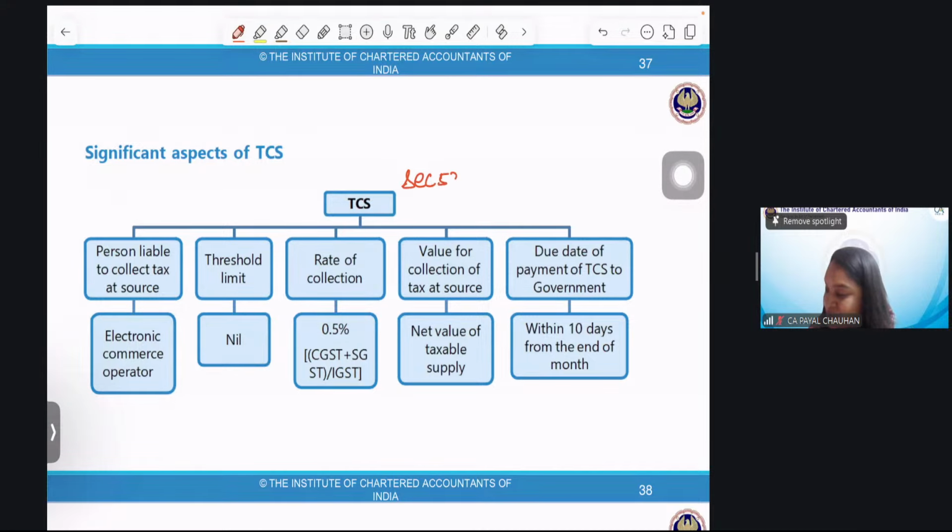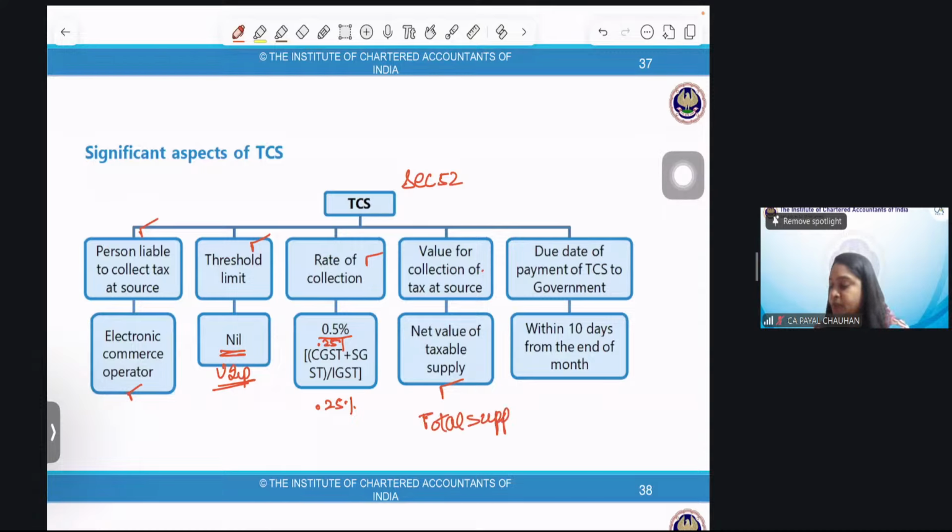Yes, section 52. Due dates are the same. Now, person liable to collect tax at source: the electronic commerce operator. Threshold limit, very important. I told you also, there is no threshold limit. Even if the supply is of rupees 100, if it is liable to TCS, then TCS will be deducted. Rate of collection, 0.5%. So in case of CGST, it is 0.25%, and in case of SGST, 0.25%, right? Value of collection of tax at source is the net value of taxable supply. And what is the meaning of net value?